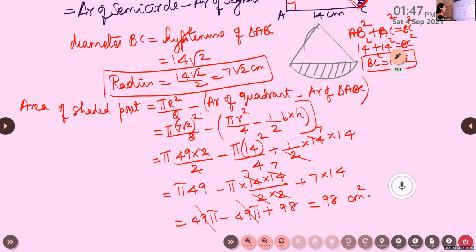Okay, children? Here we are given a quadrant ABC and we join BC. With BC as diameter, we draw another semicircle. Inside the semicircle, one part is shaded, the other part is not shaded. We are asked to find the area of the shaded part.